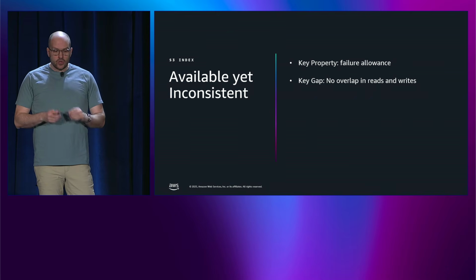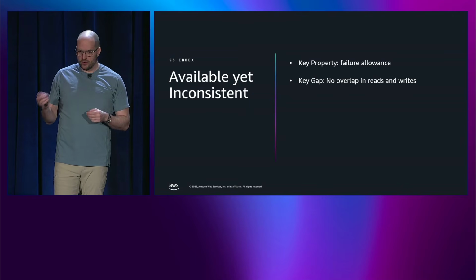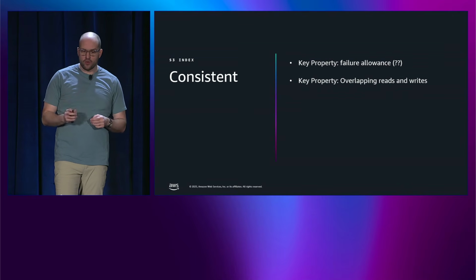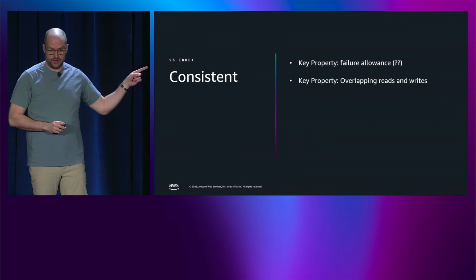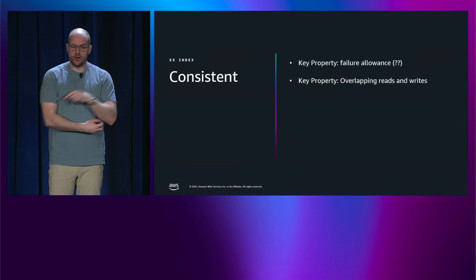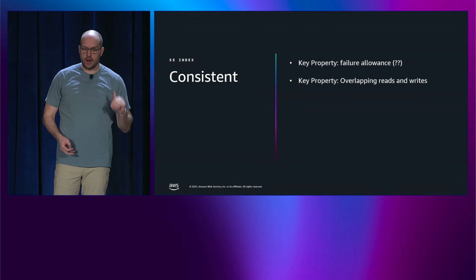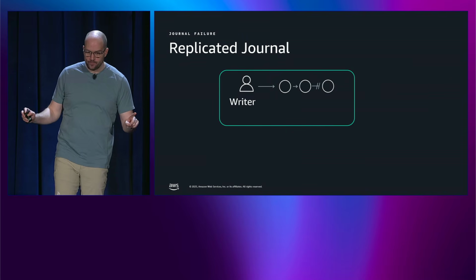So whereas with the early cache design, we were available but inconsistent due to non-overlapping reads and writes, now we have overlapping reads and writes. They overlap on that witness. But with what I showed you, we actually lost our failure allowance. And remember that key property of system-level availability: we need to have a failure allowance in the system. So we're not available yet.